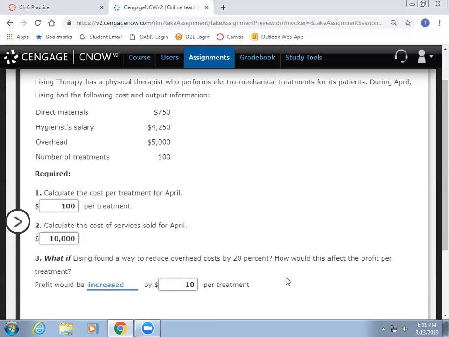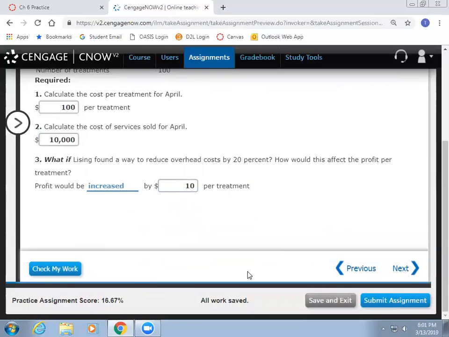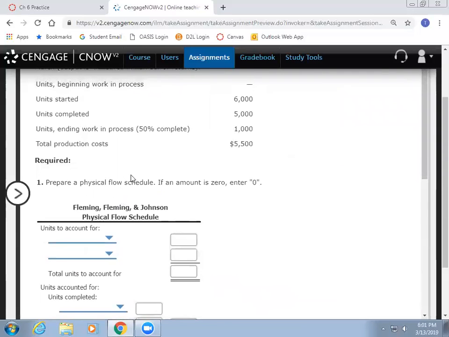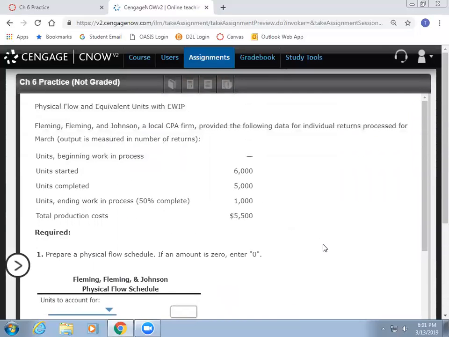So again, costing in a service-driven world works a lot easier because there's not ending work in process or beginning. Okay, that one's pretty easy, right? We'll move on to the third one. So here we're just getting into equivalent units of production, okay, with an ending work in process.